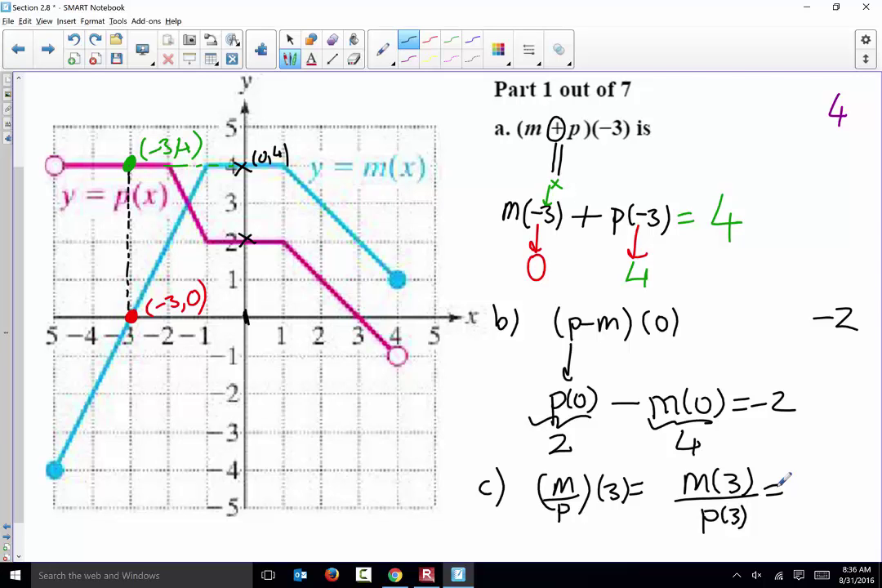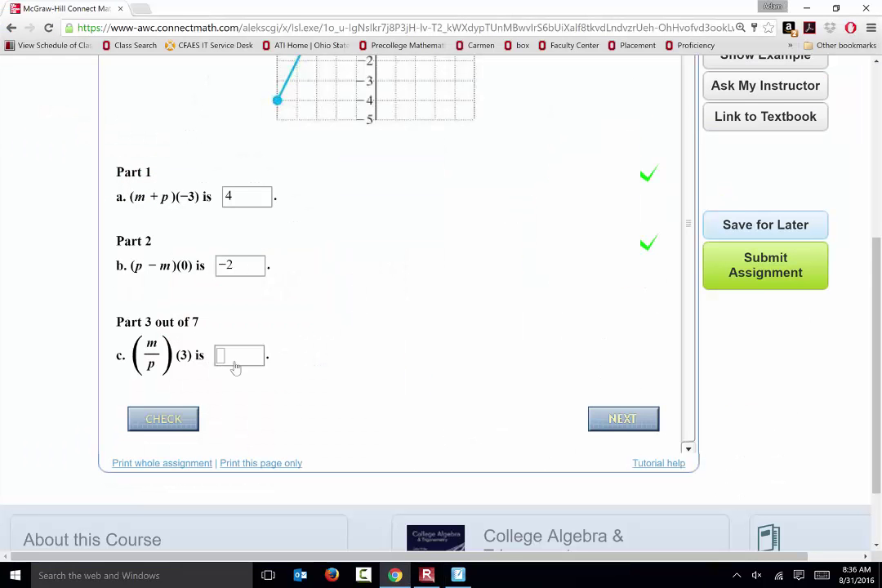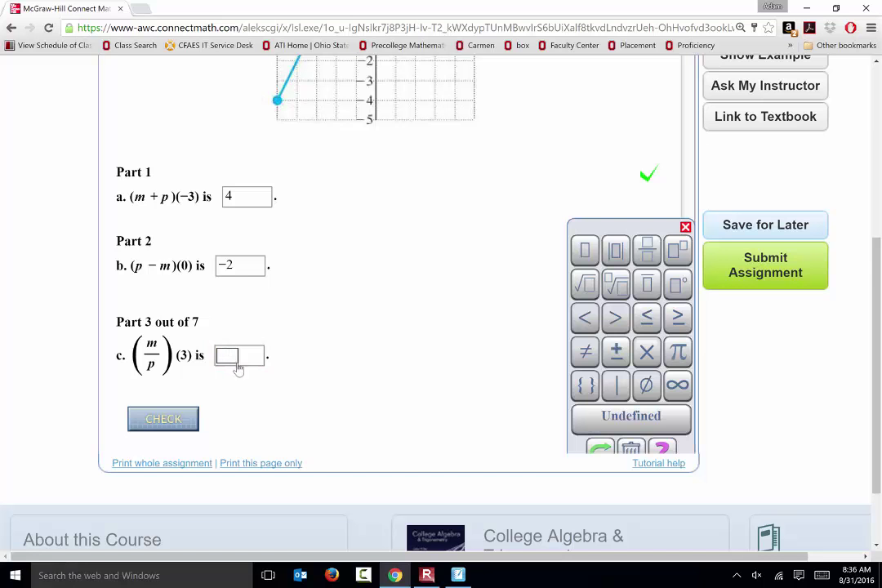It's undefined. Because M of 3 is, here is 3, I go up and hit M and look at its y value, it's 2. P of 3 is, oh, this is already on P, so it is 3, 0 is 0. And 2 over 0 is undefined, you cannot divide a number by 0. It's not on the domain. 3 is not in the domain of this function.